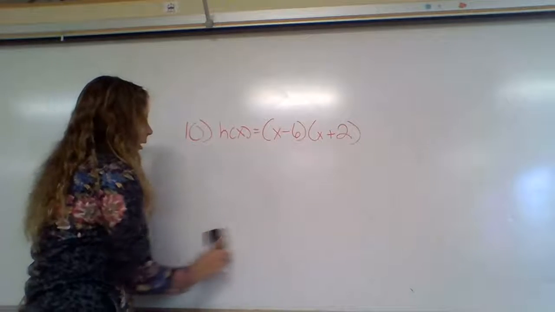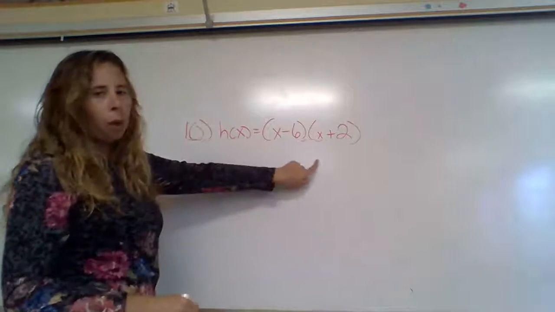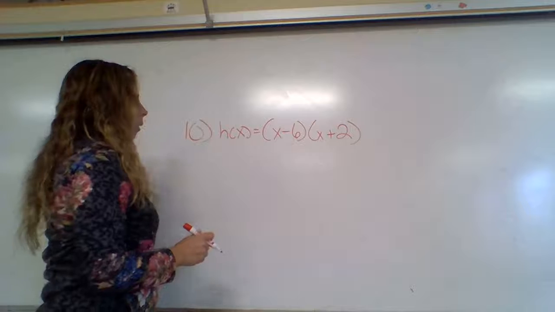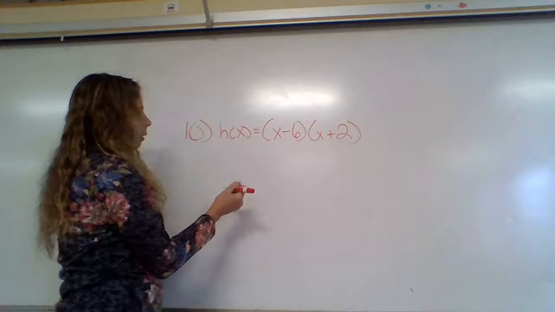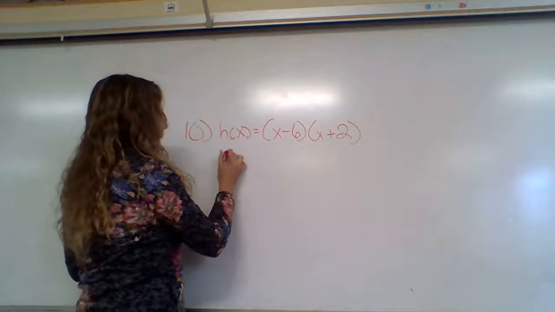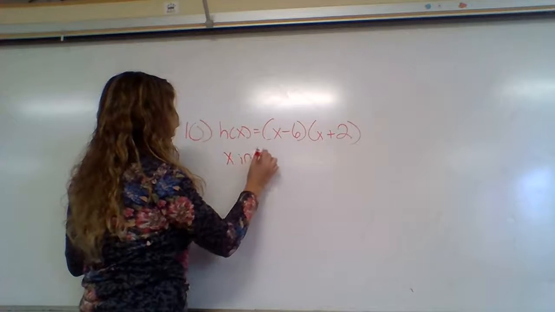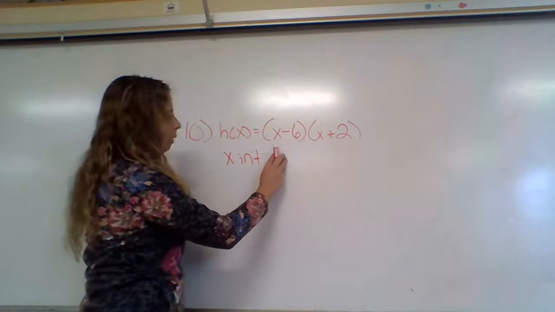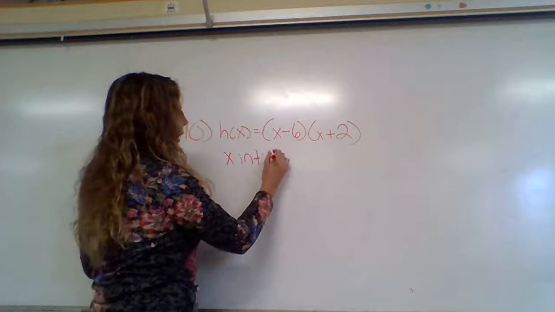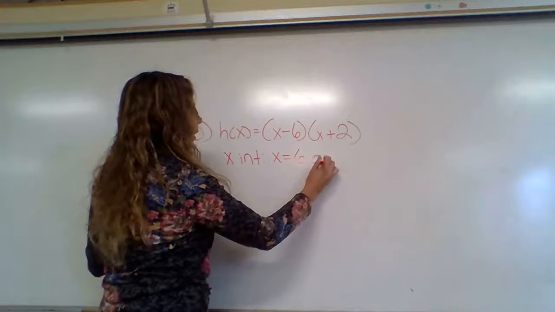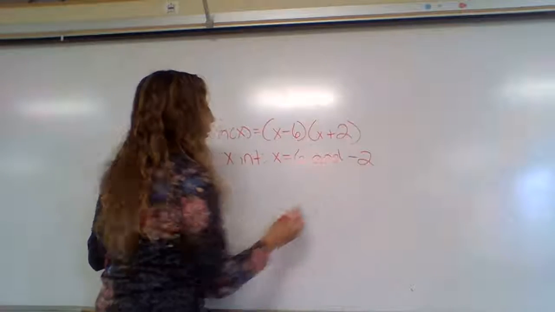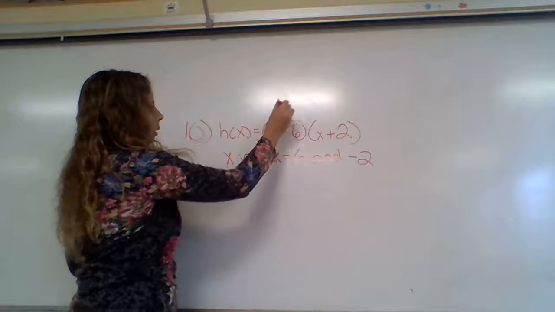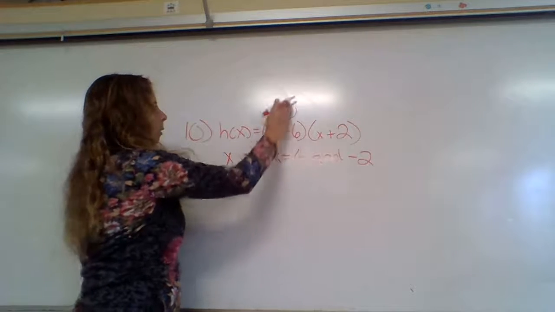So, you're given factored form, so your x-intercepts are the opposite. Your x-intercepts are what make this equation equal to 0. So that would be x equals positive 6 and negative 2. Because if this is positive 6, then this whole thing is 0. And 0 times anything is just 0.